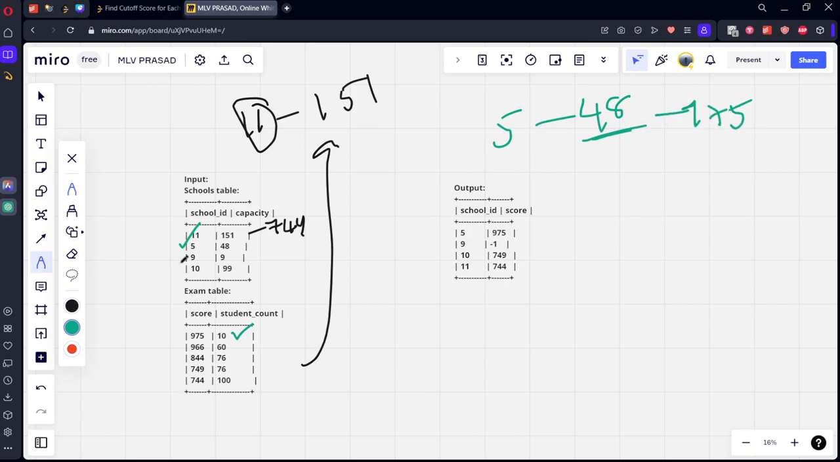Let's go for the next one, which is school 9, which has only 9 students capacity. No exam is there which is less than 9. So null, nothing is there. What is the next school? 10. 99 is their capacity. 10 comes under that, 60 comes under that, 76 comes under that, and 76 also comes under that. Among these 4 exams, which one is the lowest? 749.